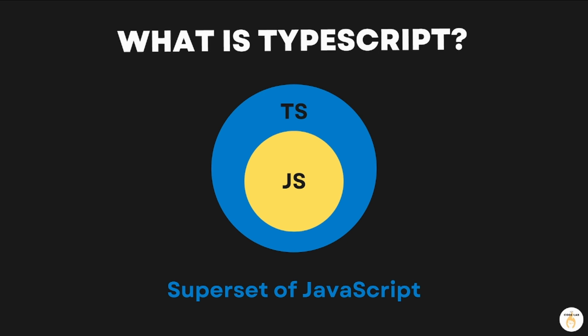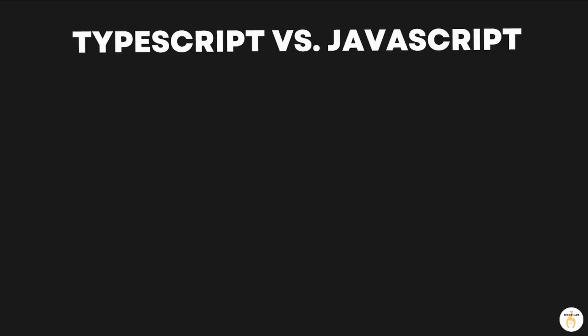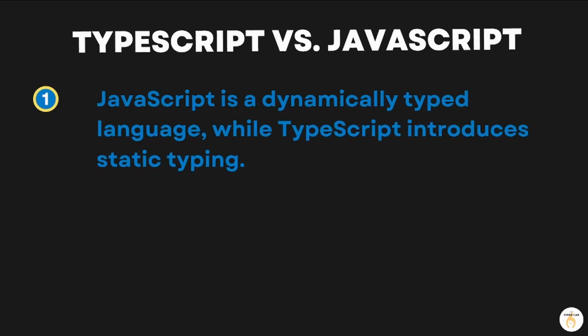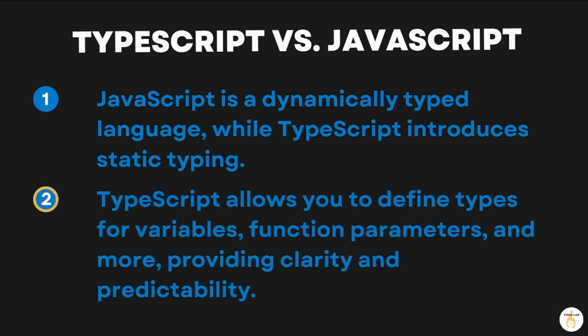Let's go forward and try to understand the differences between TypeScript and JavaScript. The first difference is what we just discussed: JavaScript is dynamically typed, whereas TypeScript introduces static typing. Second, TypeScript allows you to define types for variables, function parameters, and more, providing clarity and predictability. It's just a continuation of the first point.